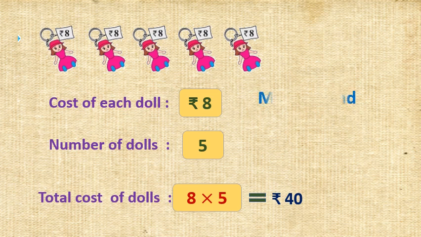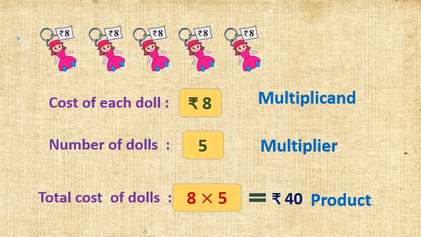Students, here this 8 is called as multiplicand. The number to which we are going to multiply is called as multiplicand, and the number which is used to multiply, okay, that is called as multiplier. Okay, and what is the result or answer? That is called as product. Here three words you have to remember: multiplicand, multiplier and product. Okay, we don't tell here answer, we say product.